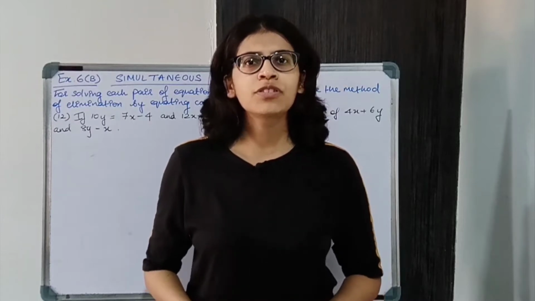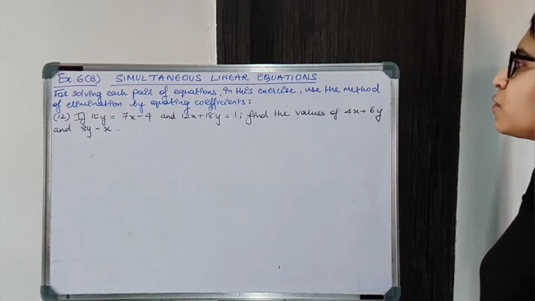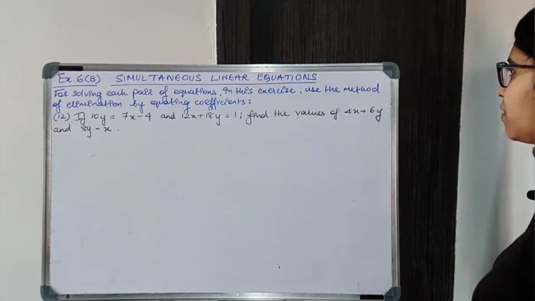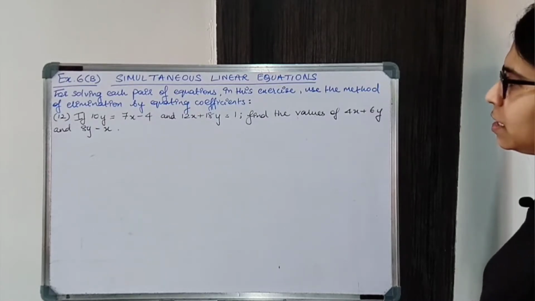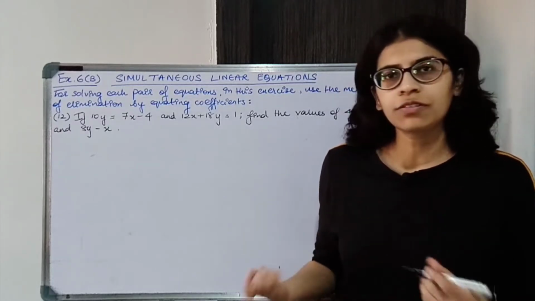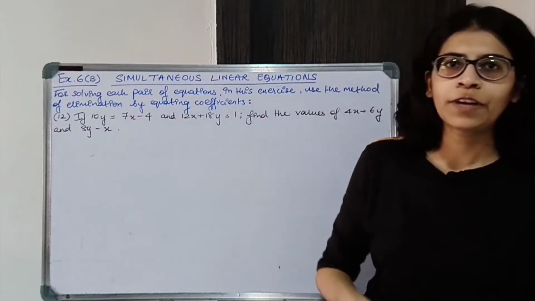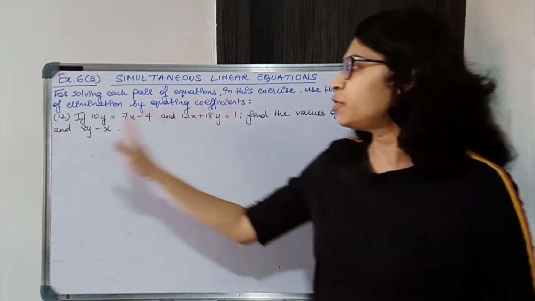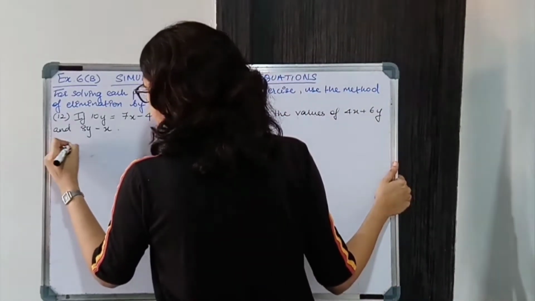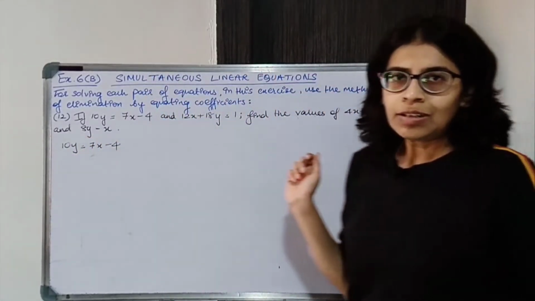Let's read the next question, question number 12. If 10y is equal to 7x minus 4 and 12x plus 18y is equal to 1, find the values of 4x plus 6y and 8y minus x. Now here there is a similar question, so we'll solve in a similar manner. First we'll solve these two equations, find out the values of x and y. Once you get the values, you just have to substitute over here and here. So first equation we have 10y is equal to 7x minus 4. How will you write it?